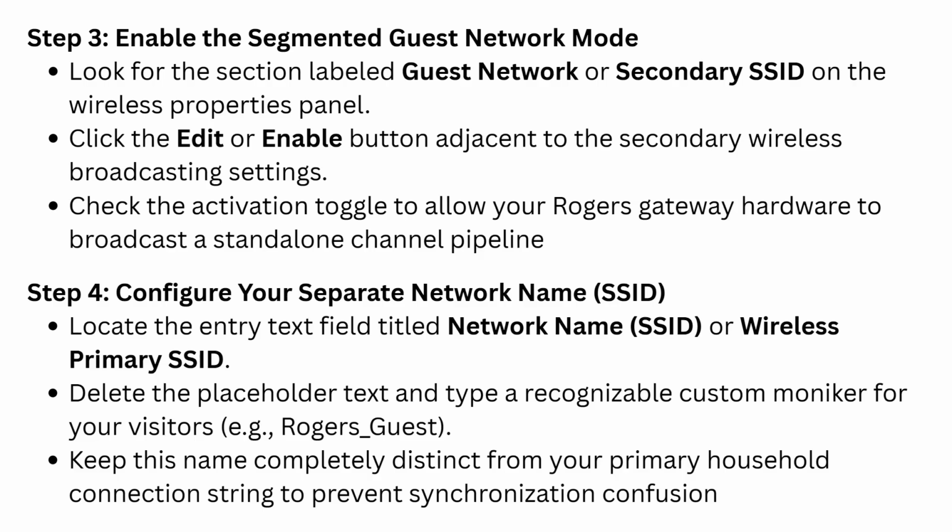Step 4. Configure your separate network name. That's your SSID. Locate the entry text field titled as network name, your SSID or wireless primary SSID. Delete the placeholder text and type a recognizable custom moniker for your visitors, for example, your Rogers underscore guest. Keep this name completely distinct from your primary household connection string to prevent synchronization confusion.